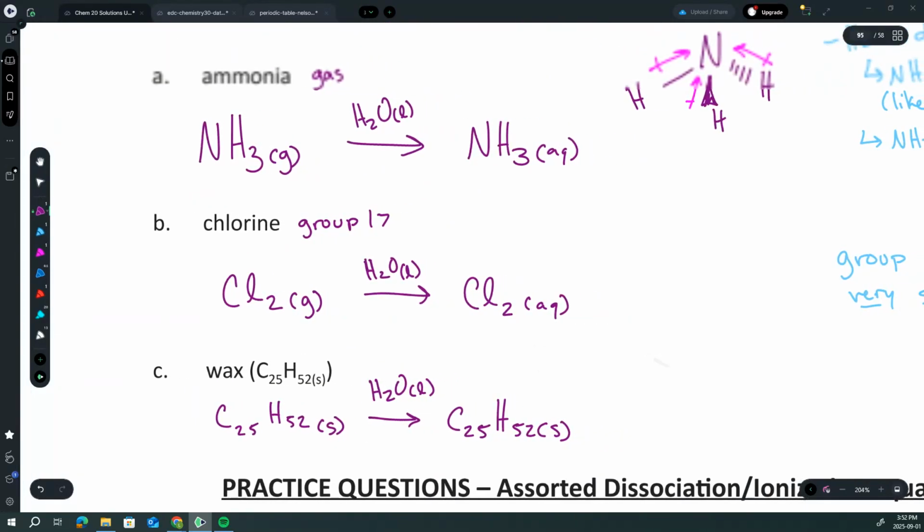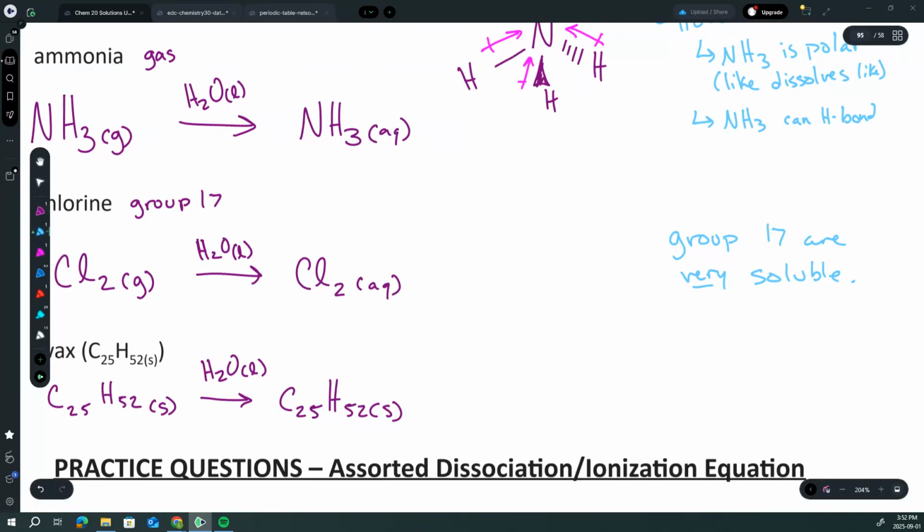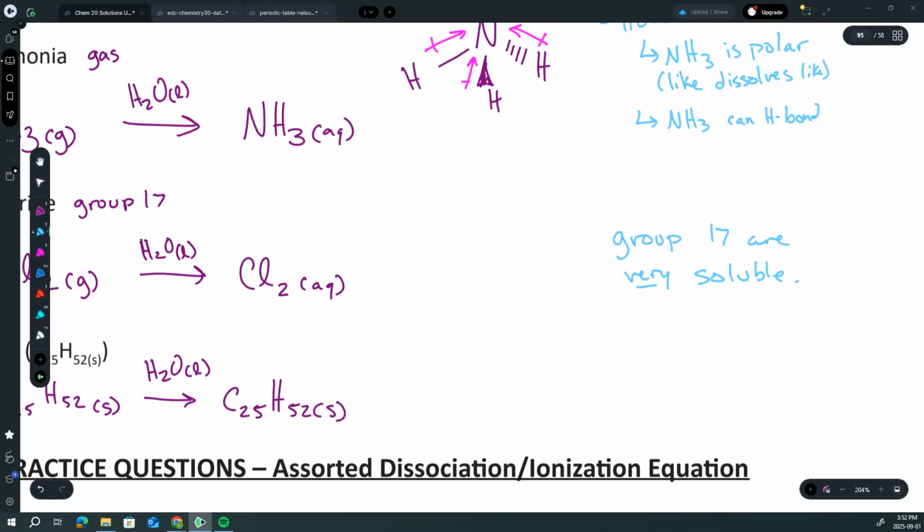Okay? But remember, for any molecular compounds that are not a strong acid, we do not ionize them. So we do not break them apart into their ions unless it's a strong acid. Okay? Any other molecular compound, you keep it together. So how do we know? Wax is nonpolar. And like only dissolves like.